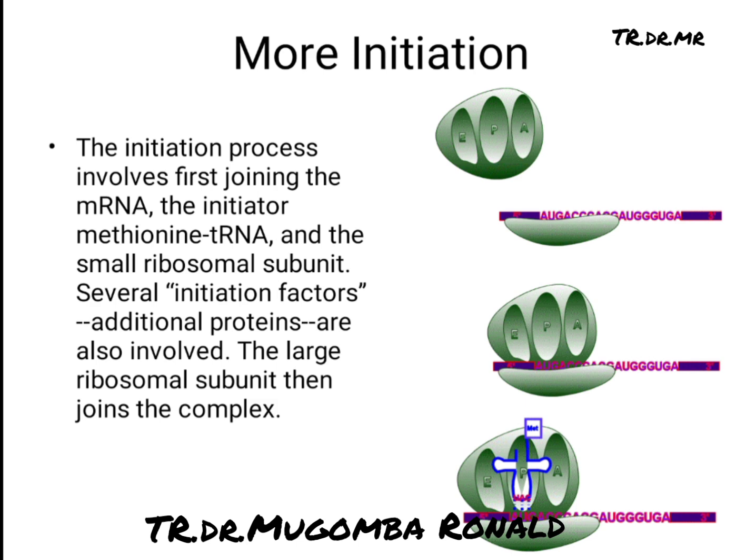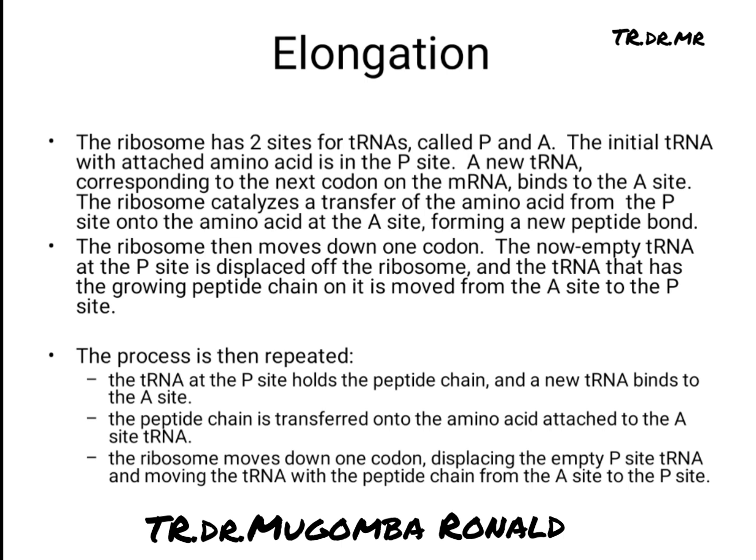Having looked at initiation, I think we are now ready to go ahead and look at the elongation process. During elongation, we have a number of steps. Usually the ribosomes have sites for transfer RNAs, called the P site and the A site. The transfer RNA is first put in the P site, and now a new transfer RNA with another amino acid comes in and attaches in the A site. It enters the A site, it binds in the A site, and then the ribosome catalyzes the transfer of the first one, which was carrying methionine, into the E site.